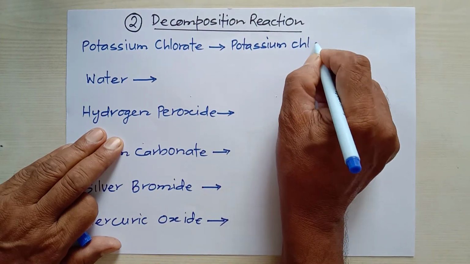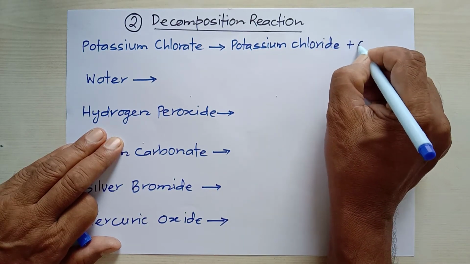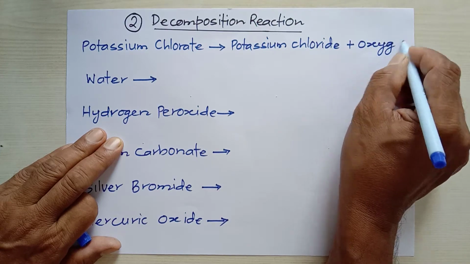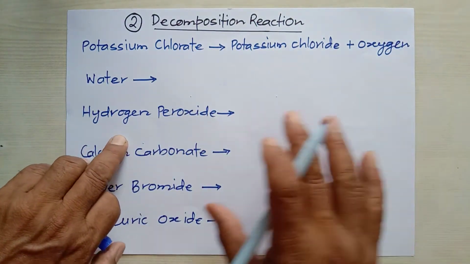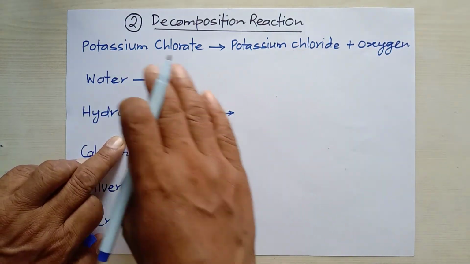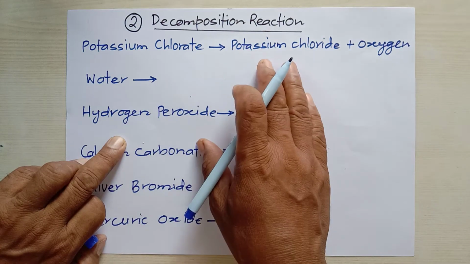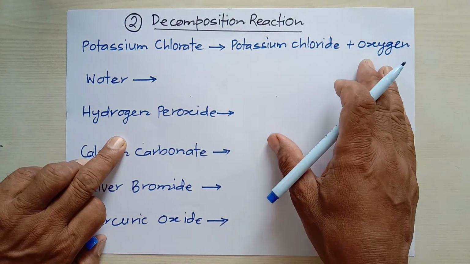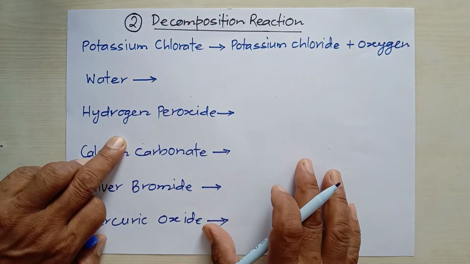and oxygen gas. If you remember, it is taught in lower class that in the laboratory, when potassium chlorate is heated at high temperature, then it decomposes to potassium chloride and oxygen gas. This is the laboratory preparation method of oxygen gas by heating process.